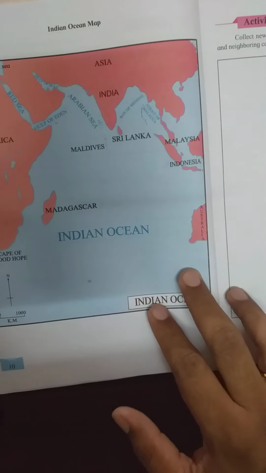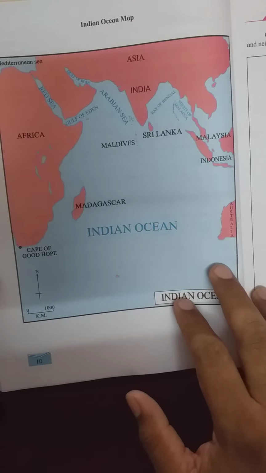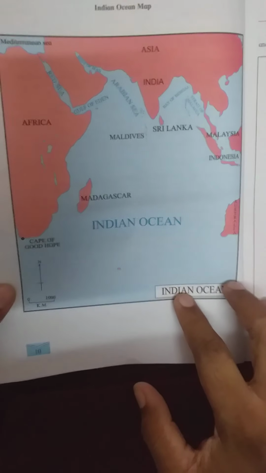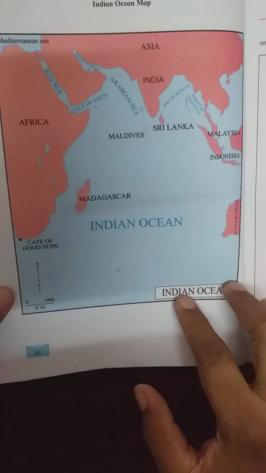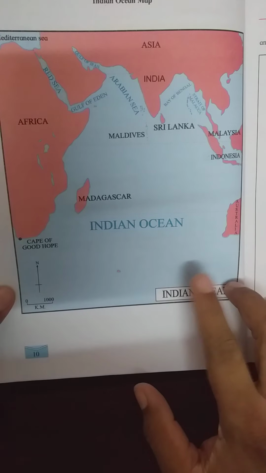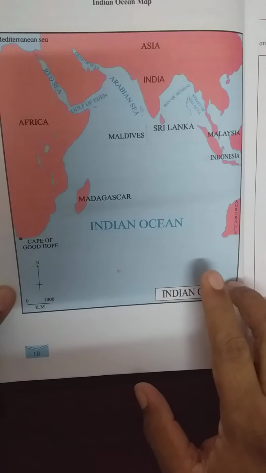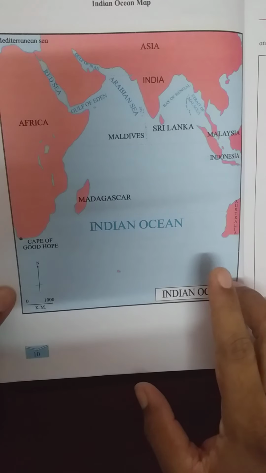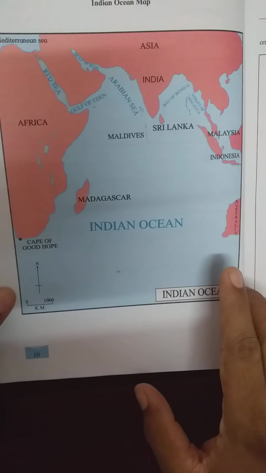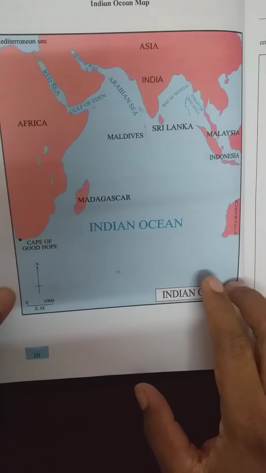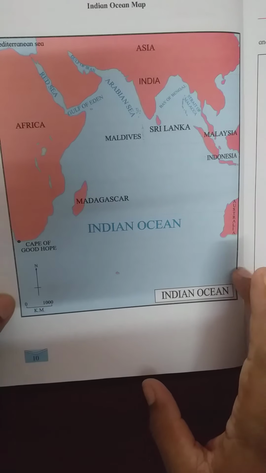This is the Indian Ocean, where you see the Indian Ocean map. Mediterranean Sea, Africa, Cape of Good Hope, Indian Ocean, Madagascar, Maldives, Gulf of Aden, Red Sea, Persian Gulf, Arabian Sea, India, Bay of Bengal, Strait of Malacca, Malaysia, Indonesia.